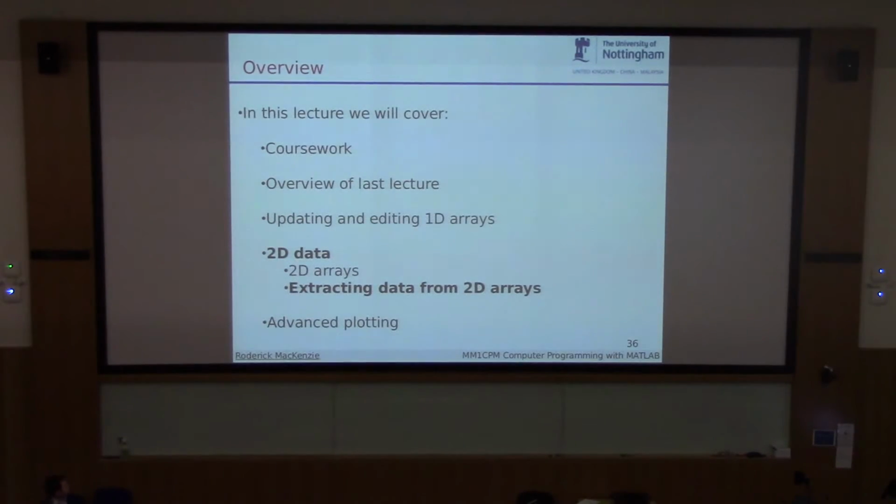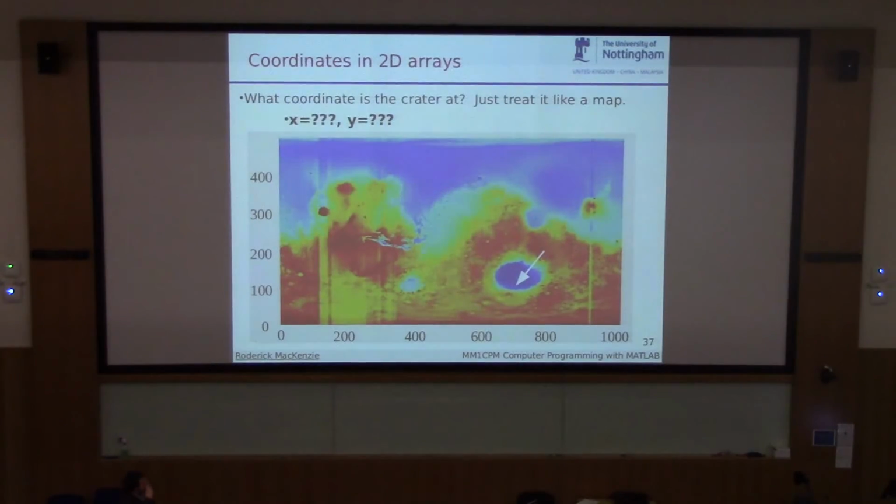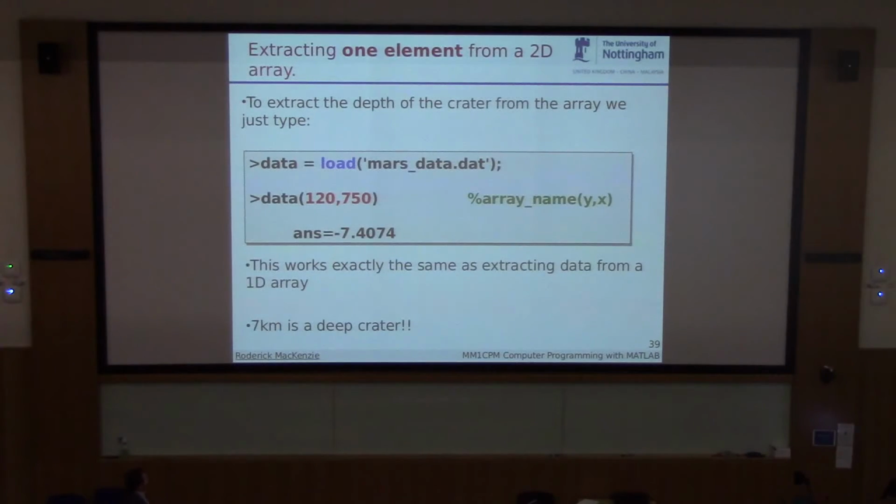Right, extracting data from 2D arrays. So what coordinate do you think that point is there? Just somebody shout out. 700 and what was the one? Yeah, about that. Now imagine you want to know exactly how deep that crater was using MATLAB. The gentleman there gave us the answer, which is very good. Imagine you want to know what this number was in the array. You could do that like this.